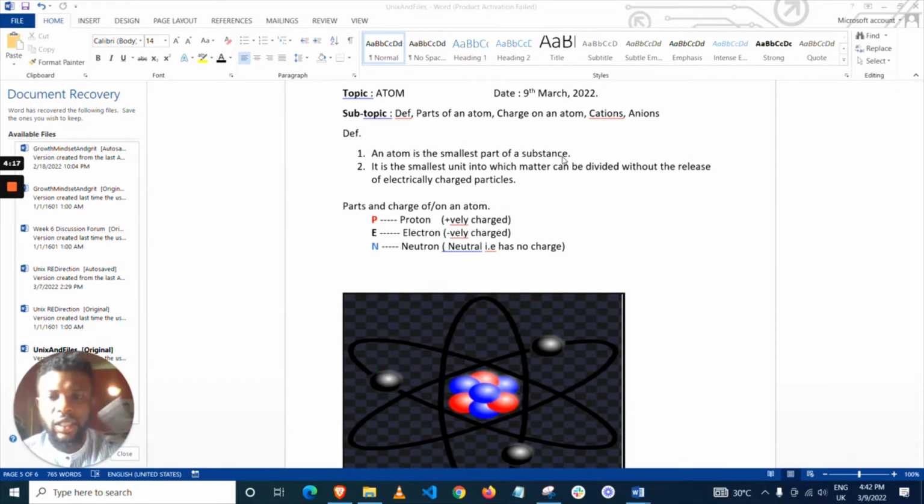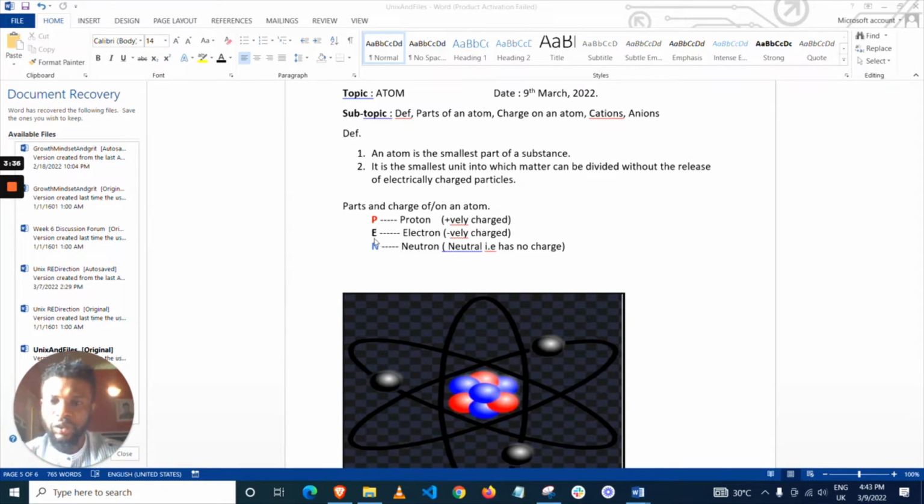So if you should take any substance and keep splitting till you can split no more, you arrive at an atom. But I love this second definition because it removes ambiguity. It says the atom is the smallest unit into which matter can be divided without the release of electrically charged particles. Inside an atom, there are 3 particles: protons, electrons, and the neutrons. Okay, so if you keep dividing without getting to that point of releasing these charged particles, at that point you've gotten an atom. But if you split an atom and you arrive at charged particles, it is no longer an atom.